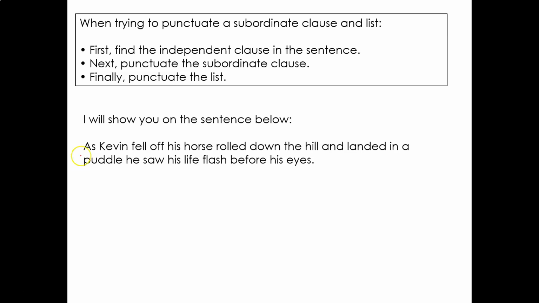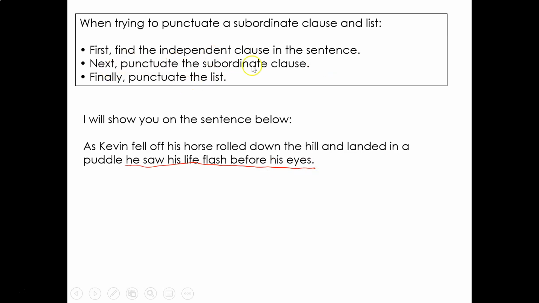The example sentence here is, as Kevin fell off his horse, rolled down the hill and landed in a puddle, he saw his life flash before his eyes. Currently the commas are missing from this sentence, so in order to put them in correctly, I'm going to follow these steps. First, I'm going to find the independent clause in the sentence. Remember, this is normally a subject and a verb and expresses one complete idea. So in this sentence, I can see that the independent clause actually comes at the end. He saw his life flash before his eyes. So I've identified first the independent clause.